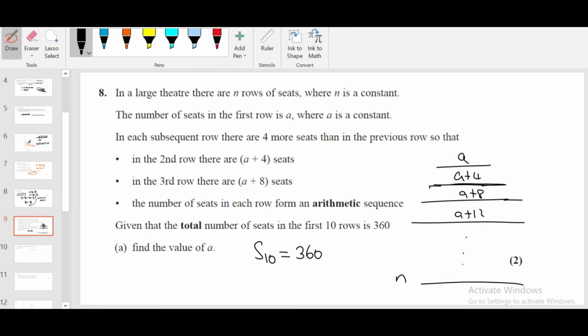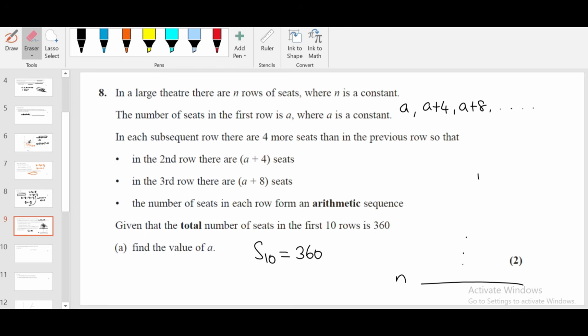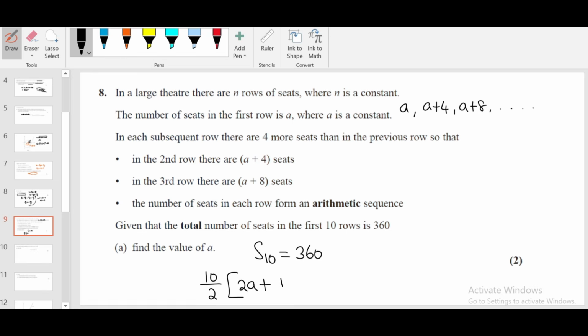What would be the arithmetic sequence here? 8, 8 plus 4, 8 plus 8, etc. So we are talking about 10 rows now. So the formula is n over 2 times (2a plus (n minus 1) times d), where a is the first term and the common difference is 4, is equal to 360.